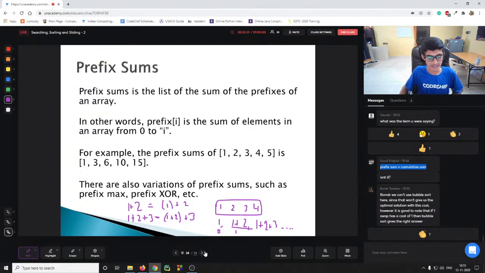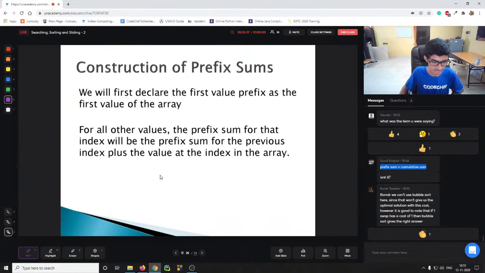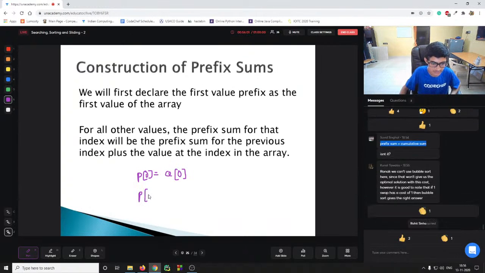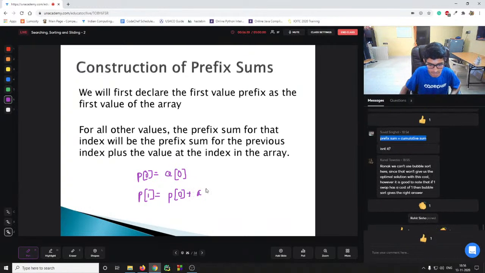So we can describe prefix sums as the previous prefix sum. The initial value of the prefix sum will be equal to the zeroth value. So array of 0 will be equal to the first value of the prefix sum, because the prefix sum of one element is the first element. So let's say prefix of 0 is equal to array of 0, and then prefix of 1 will be equal to prefix of 0 plus array of 1.